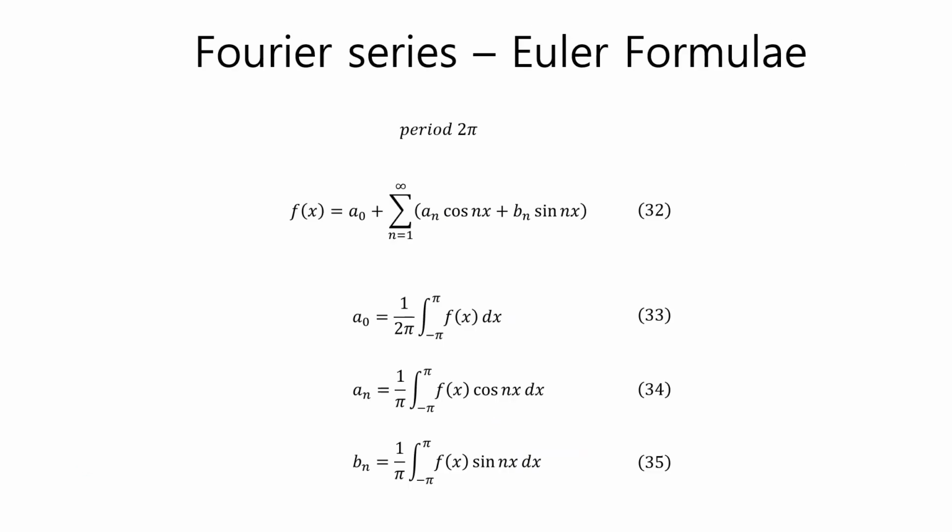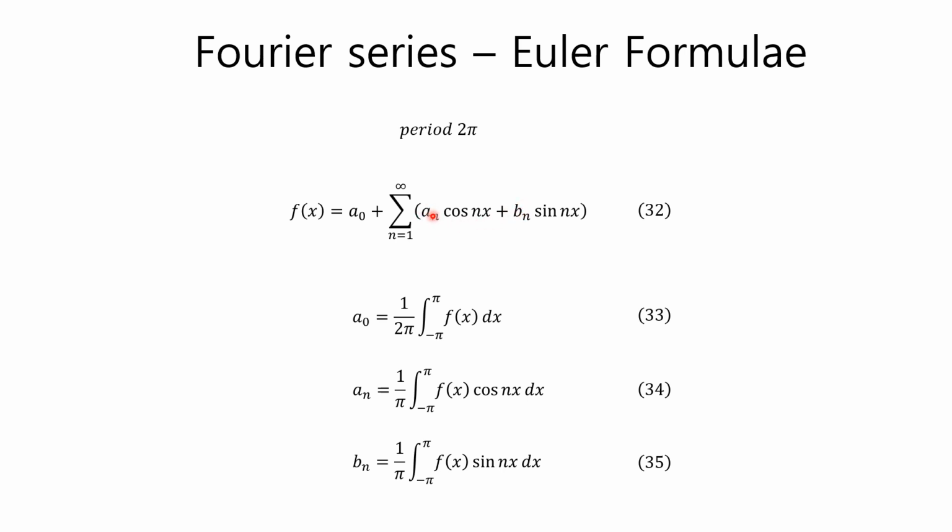As explained earlier, all periodic functions can be expressed as the sum of a sine function and a cosine function. This can be expressed as equation 32. Equation 32 is called Fourier series. The constants a0, an, and bn in equation 32 are called Fourier constants.